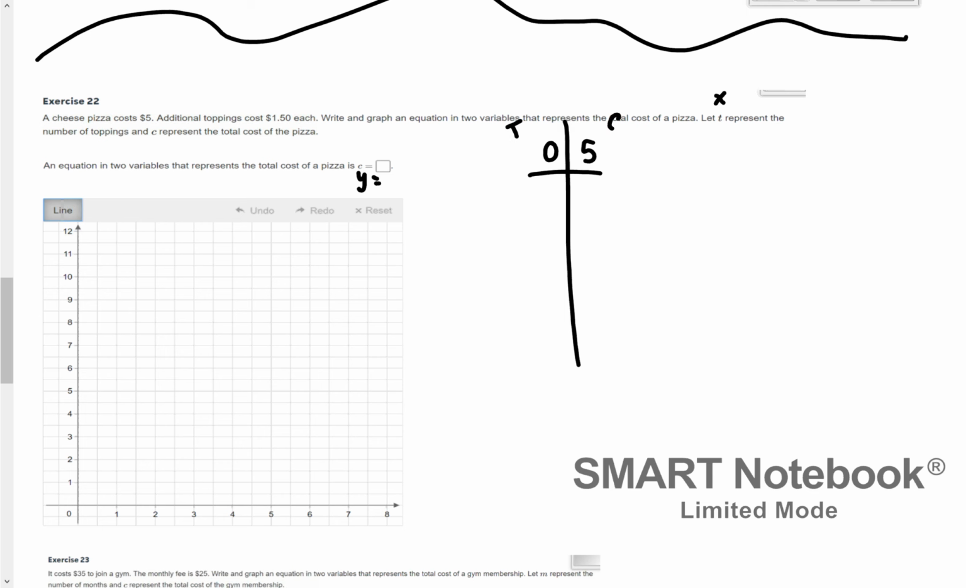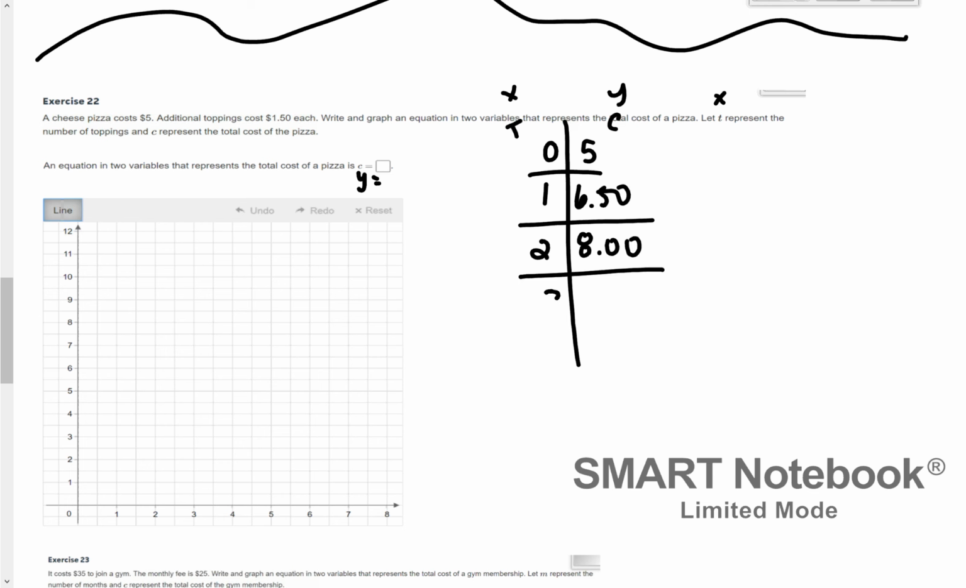So what's toppings cost? That's our X, that's our Y. 0 toppings, we still have to pay $5 for the pizza. 1 topping, we pay $5 for the pizza plus $1.50, so we're going to be paying $6.50. 2 toppings, we're going to be paying $5 for the pizza plus $1.50 times 2, because we're going to need 2 toppings, so that'd be $3. So 5 plus 3 is $8.